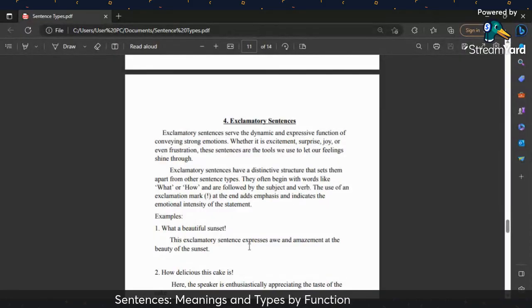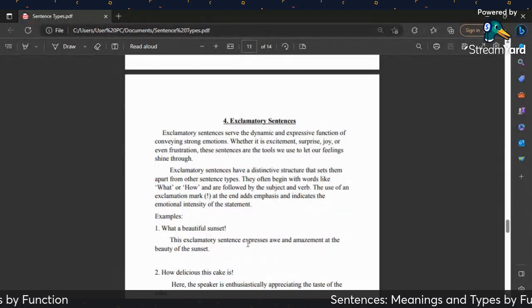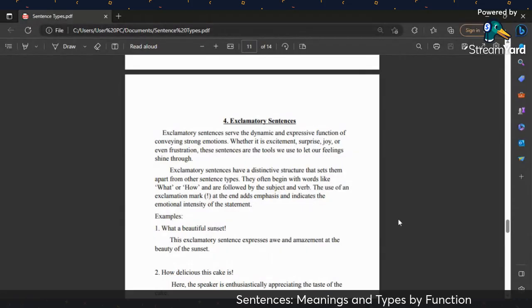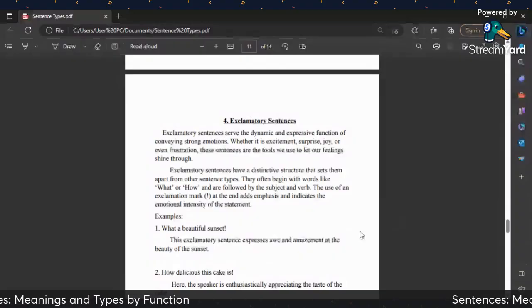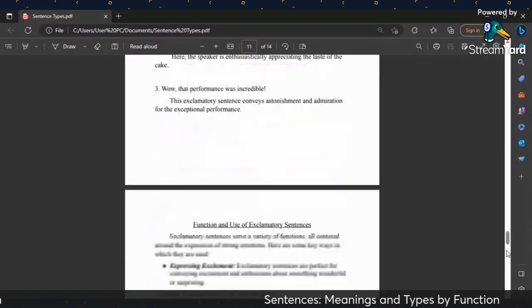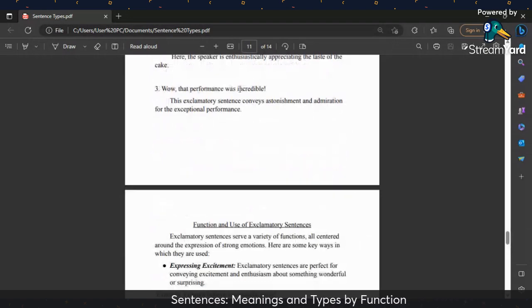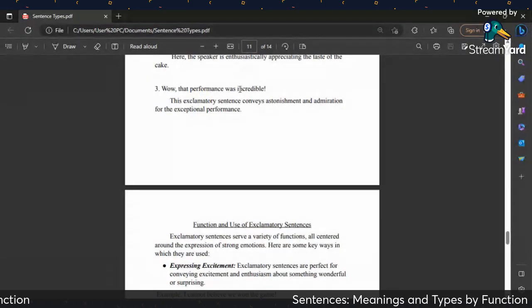The first one, what a beautiful sunset, expresses our awe and amazement at the beauty of the sunset. Wow, how delicious this cake is, enthusiastically appreciates the taste of the cake. Wow, that performance was incredible! It is conveying our astonishment and admiration for the exceptional performance.